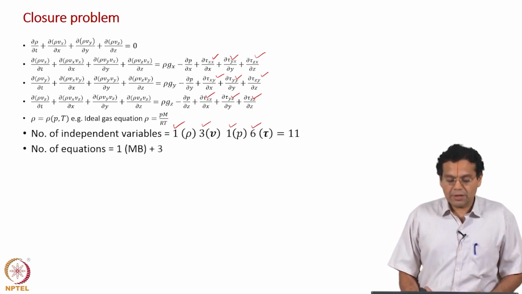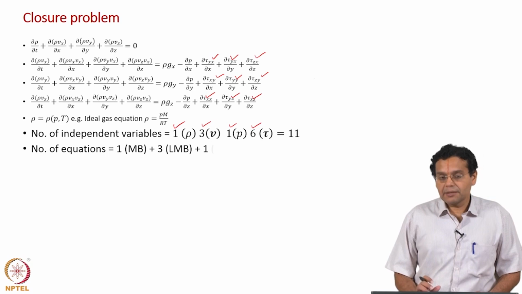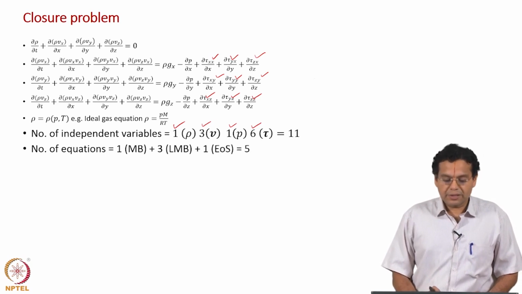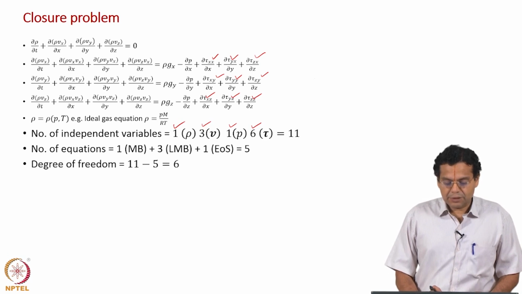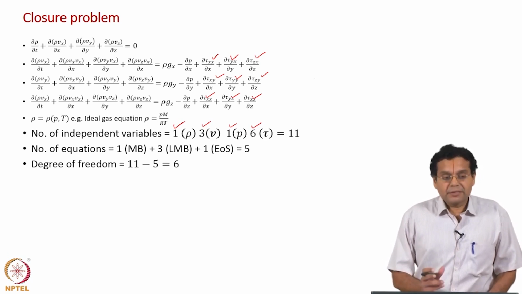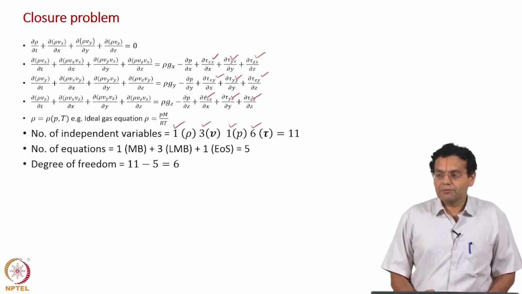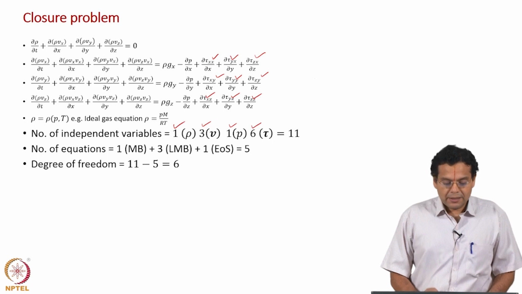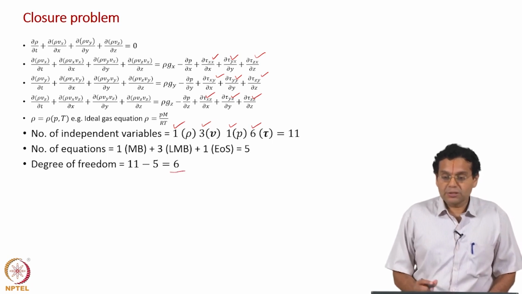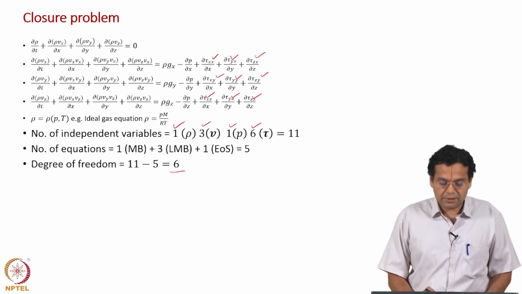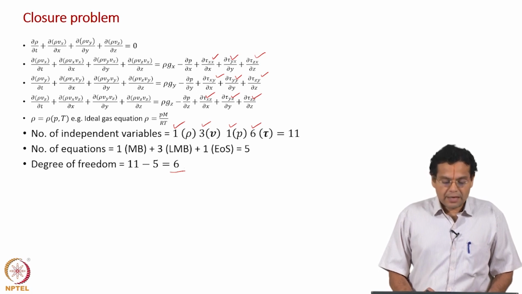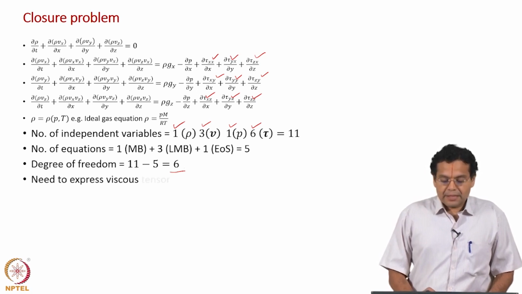Number of equations: you have 1 mass balance, 3 linear momentum balance, and 1 equation of state, giving us 5 equations. So we find the degree of freedom as 11 minus 5 is equal to 6. We have seen in the previous example that the degree of freedom should be 0 for the system of equations to be solved. We now have a huge number of 6, which means that we cannot solve. And what are the 6 unknowns?